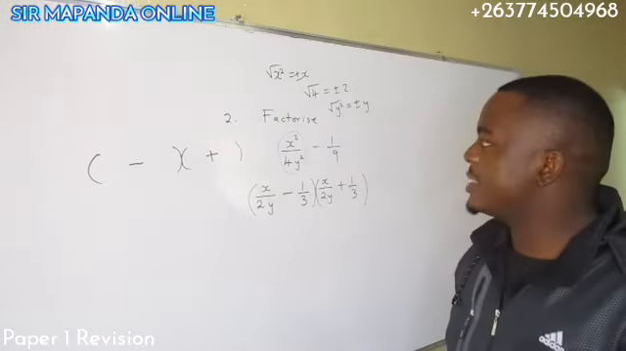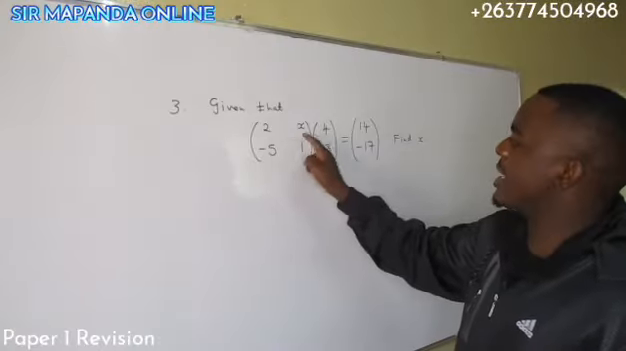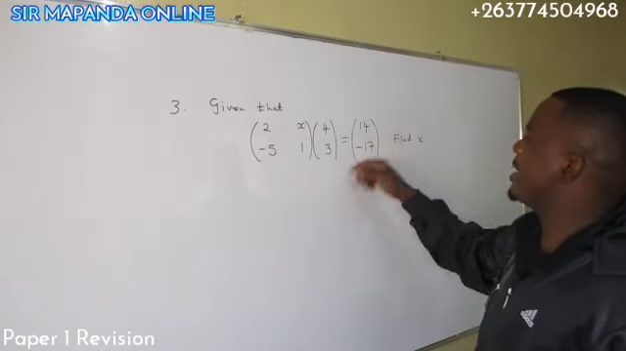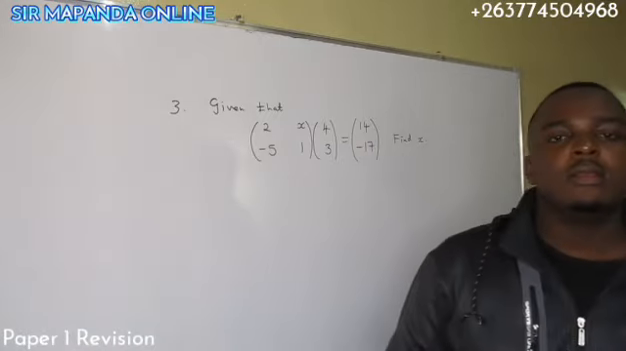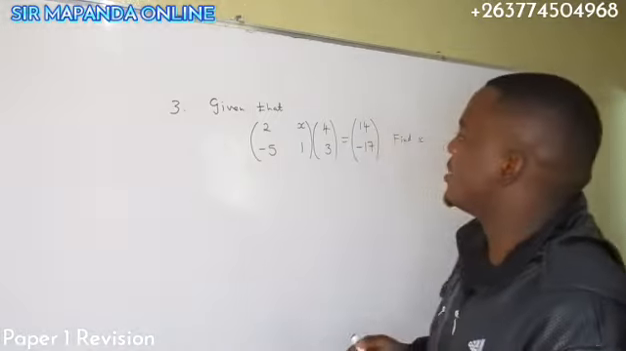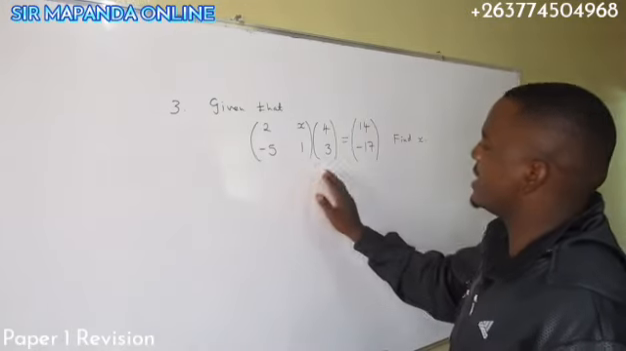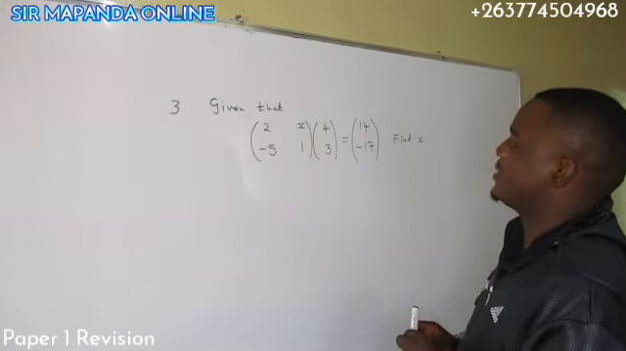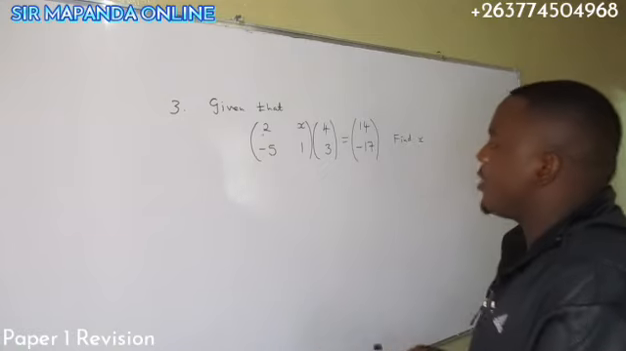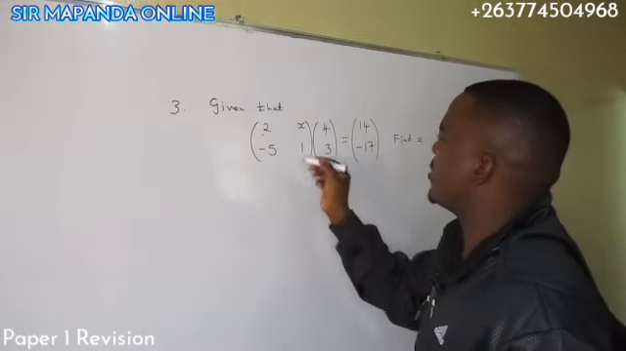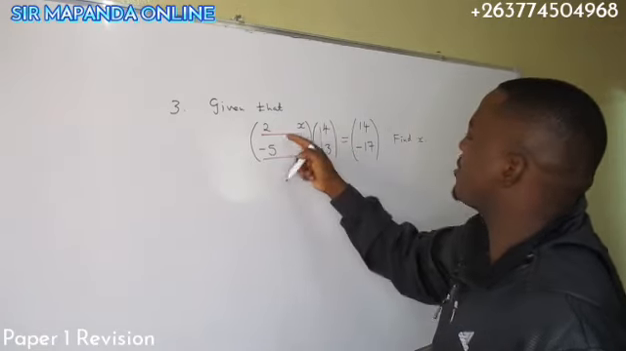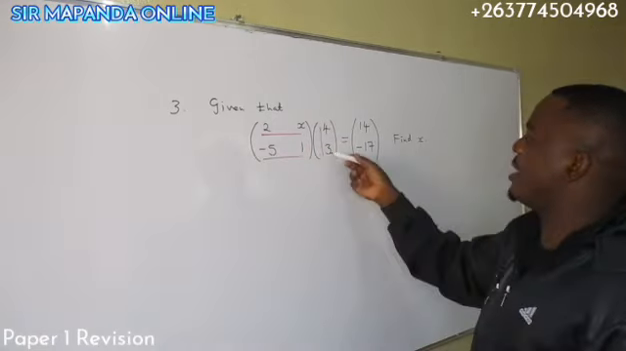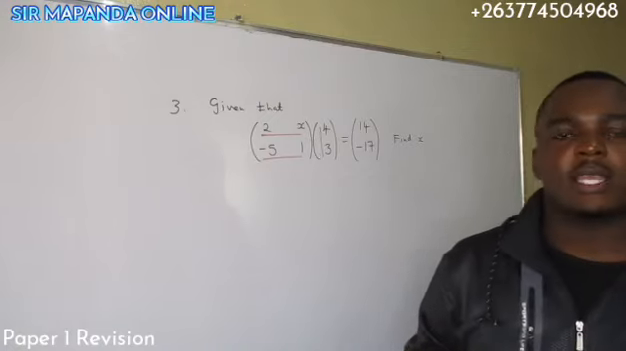Let us move on to question number 3. Given that matrix 3x minus 5, 1, 4, 3 is equal to 14 minus 17, find x. So what you need to do here is you multiply the matrices on the left side first. You combine the two. So when multiplying matrices, you make use of row by column.